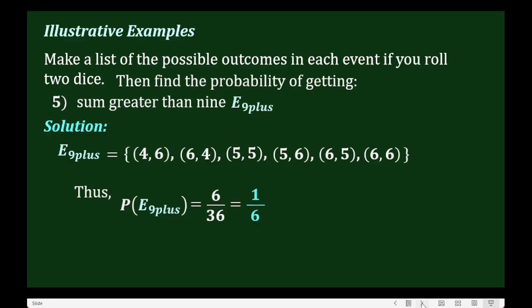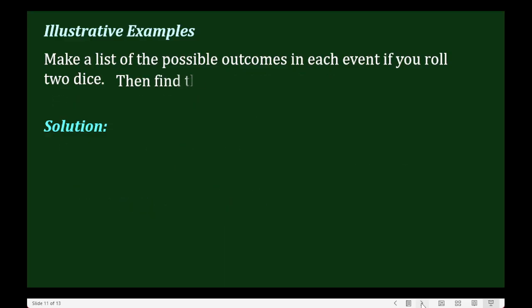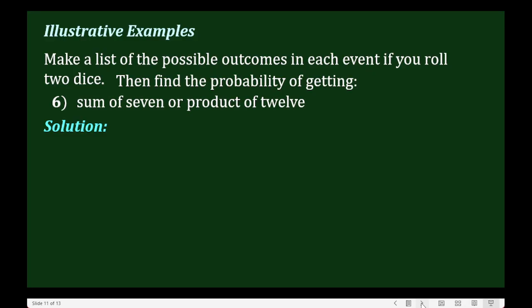Next, number 6. How about the probability of getting the sum of 7 or product of 12? So let's just denote the sum of 7 as E sub sum 7. And the product of 12 is an event which can be denoted as E sub prod 12 or product 12. Now let us determine the following elements from each event.